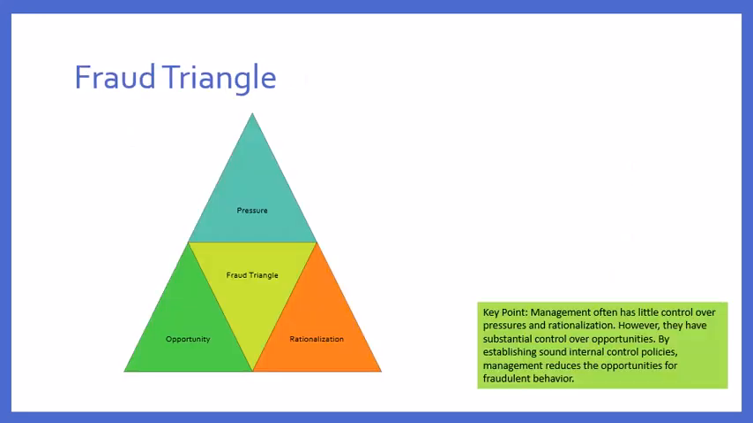Now, the last thing we're going to touch on is the fraud triangle. Okay, so first, when we talk about fraud, we have to recognize first that there's two key types of fraud. First, we have misappropriation of assets fraud. This is when an employee steals or embezzles cash, inventory, or other assets. Secondly, we have financial reporting fraud. This is when management intentionally misrepresents the results of the financial statements.